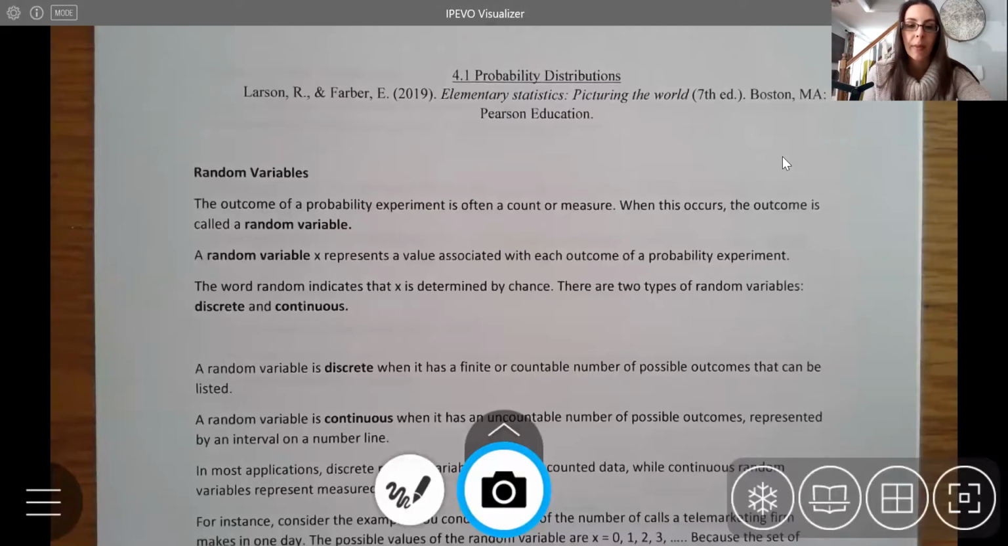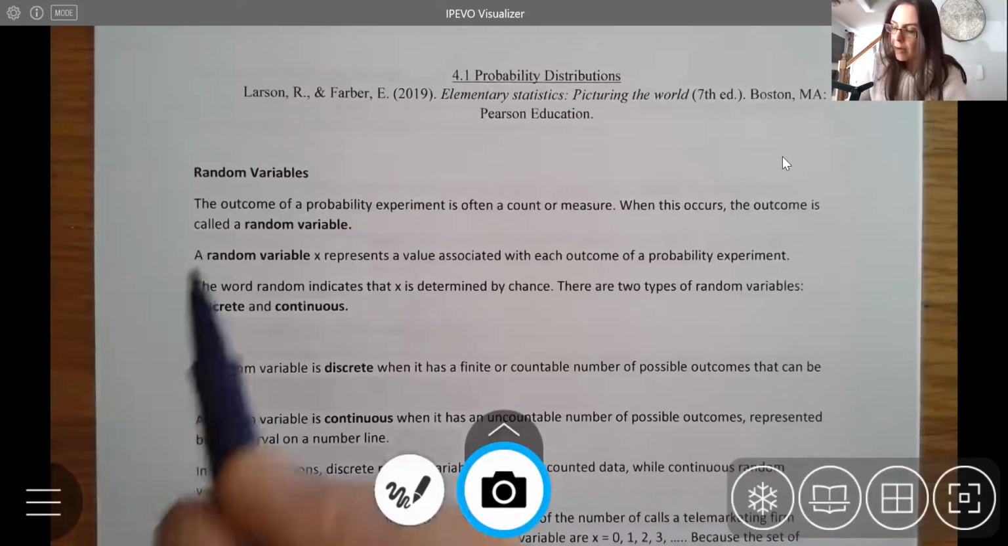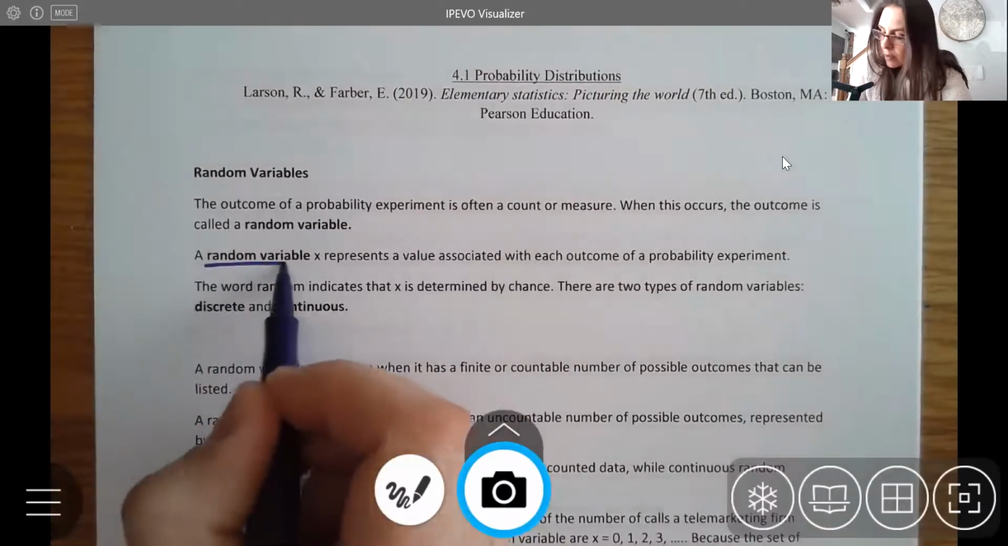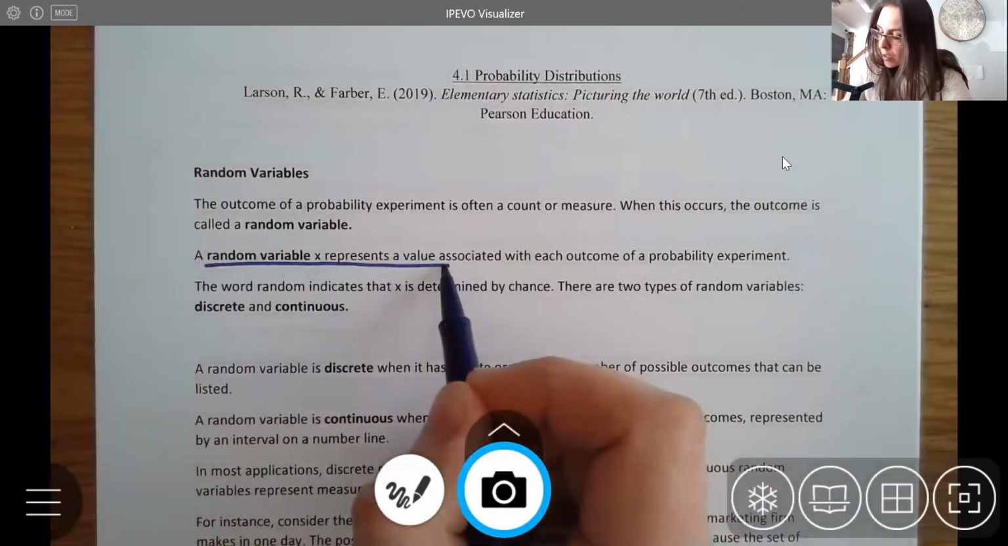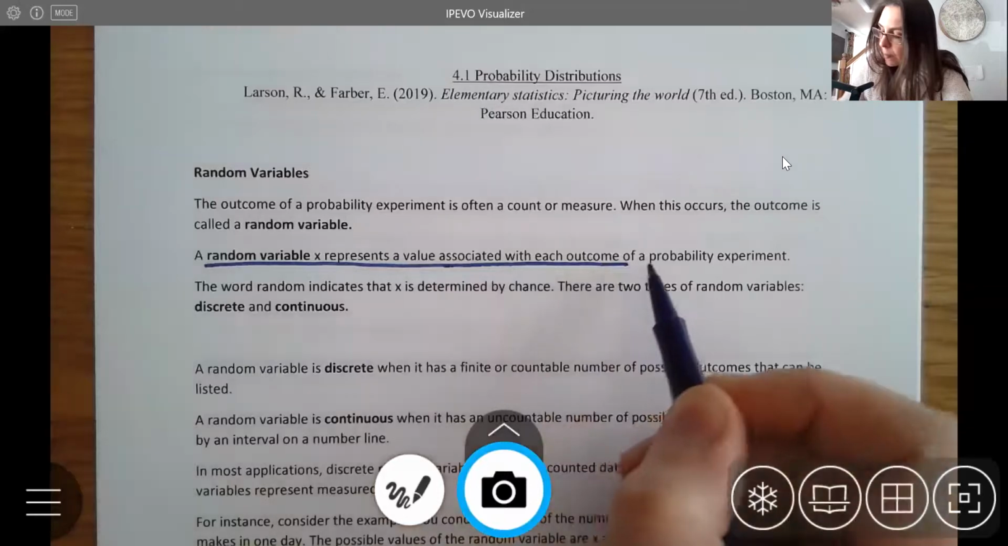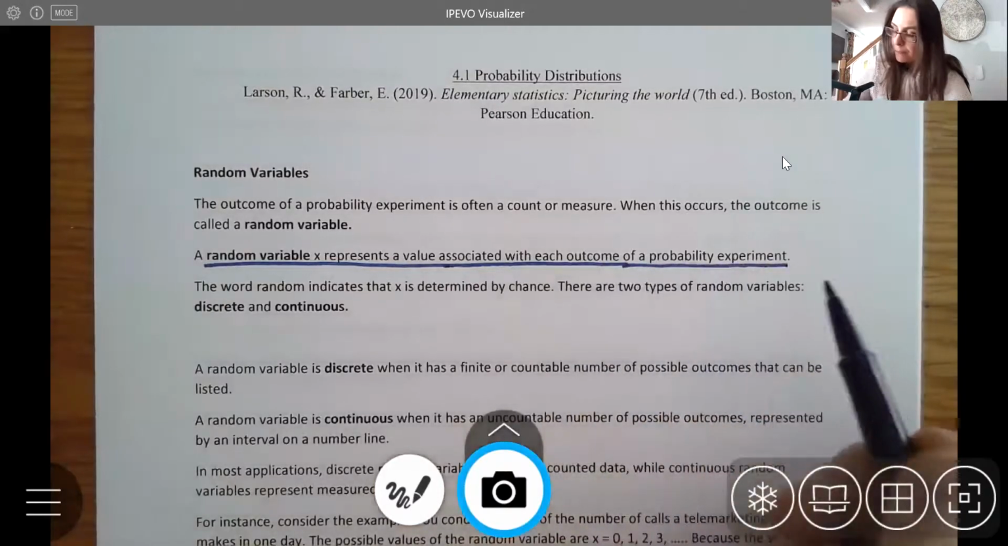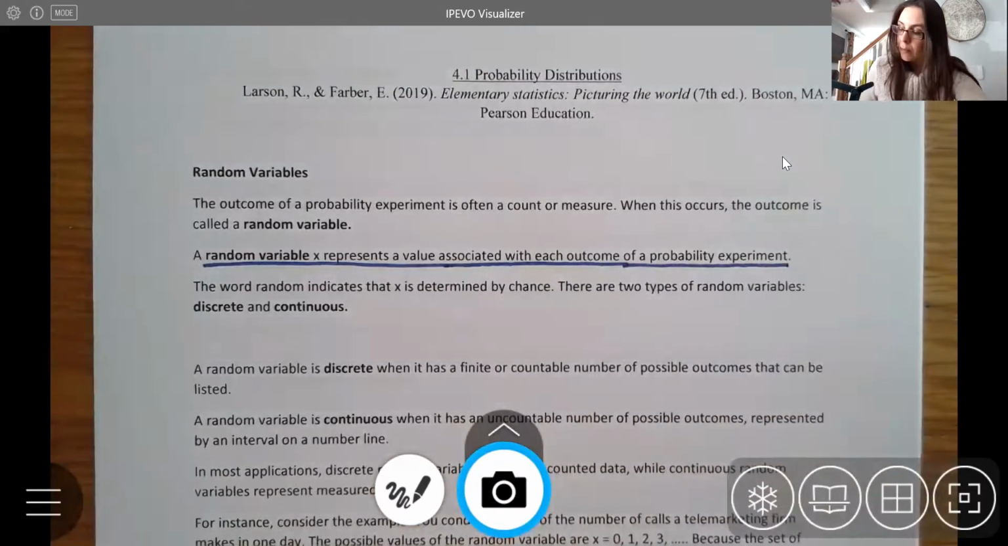The outcome of a probability experiment is often a count or measure. When this occurs, the outcome is called a random variable. A random variable x represents a value associated with each outcome of a probability experiment. The word random indicates that x is determined by chance.